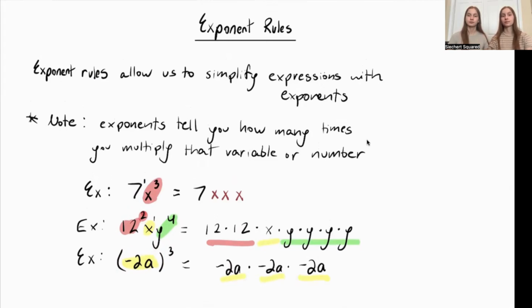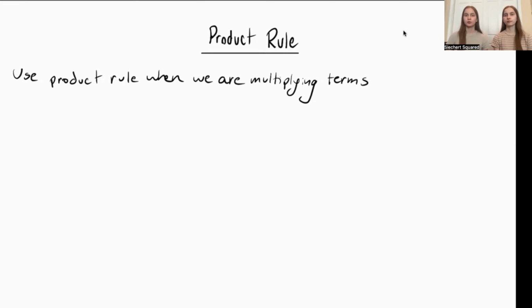Now, when we talk about exponent rules, we are going to talk about a lot of different ones, but for today, we're just going to focus on what we call the product rule. We use the product rule when we are multiplying terms. The reason it's called that, if you don't know, is that product is the word for what you get after multiplying things together.